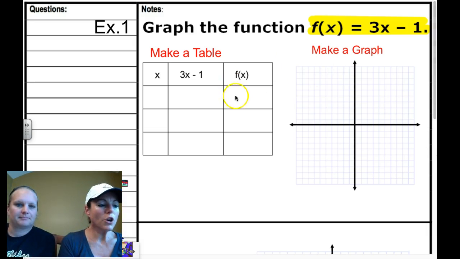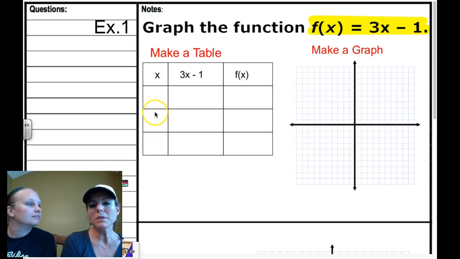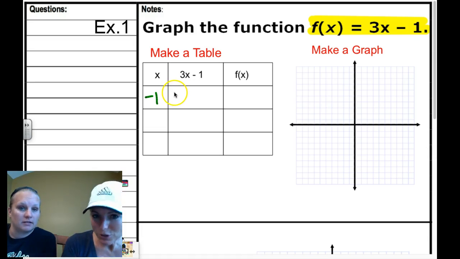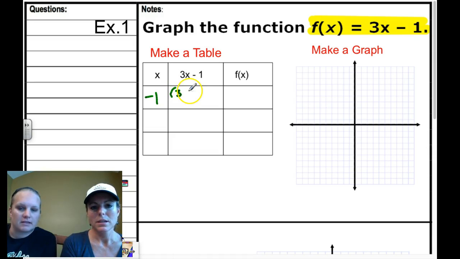Let's pick some negatives and some positives. So how about -1? That's always a nice number. Now we're going to use what we used in day 1: we're going to use -1 as our input into the 3x minus 1 function. Plugging it in, I have 3 instead of x, plugging in negative 1, and then minus 1.